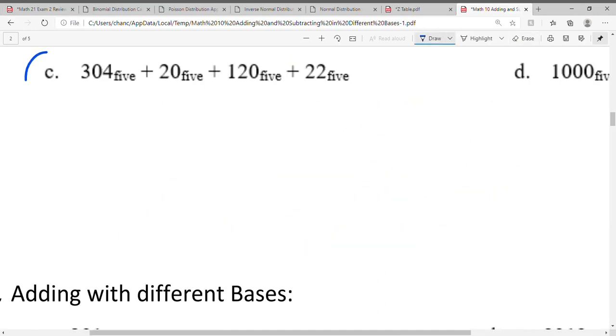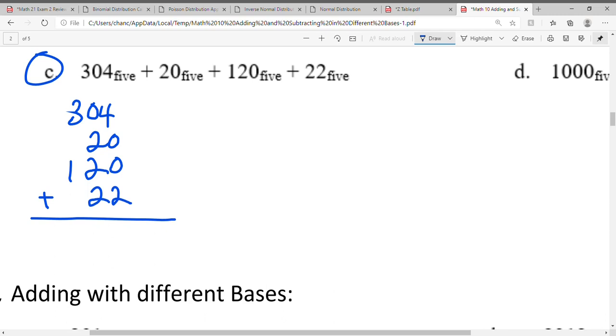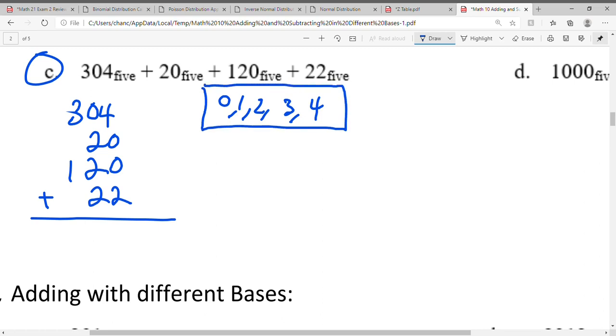Let's look at part C now. Let's stack it all up. 3, 4, 2, 0, 1, 2, 0, and 22. Recall all of this is base 5, so we can only have 0, 1, 2, 3, 4. There are only 5 symbols in base 5. 4 plus 0 plus 0 plus 2 is 6. 6 does not exist, so we'll divide it by 5. That's 1 remainder 1. I have a 1 here. Then we'll have to carry that additional 1.